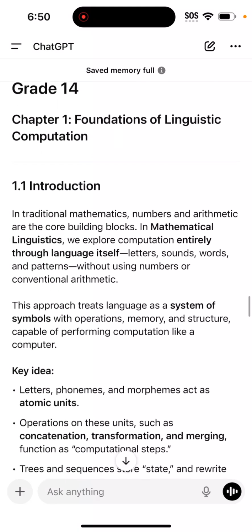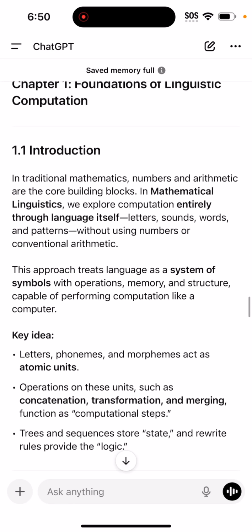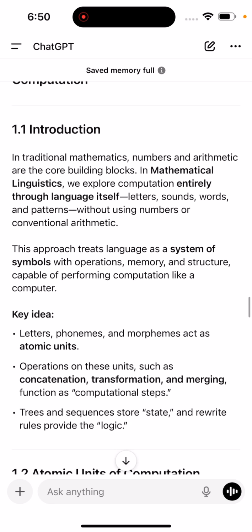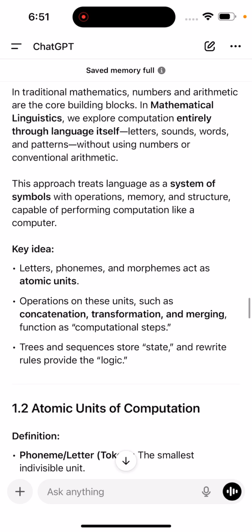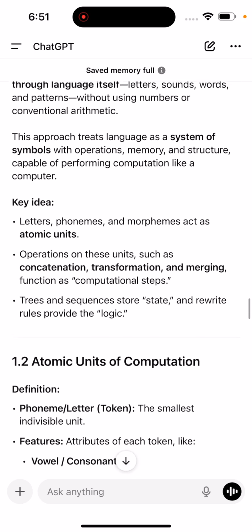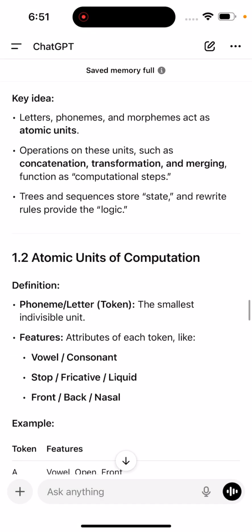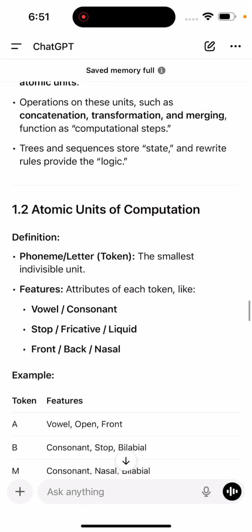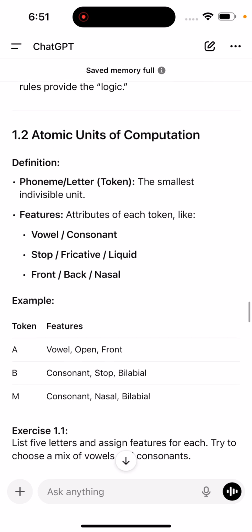It's a type of computational system that works completely on how linguistics work. It uses letters, sounds, words, patterns, and it has its own memory and structure. It's supposed to work like unary, and it has atomic units of computation. A phoneme letter is a token. Features are vowel, consonant, fricative, liquid, front and back, nasal.